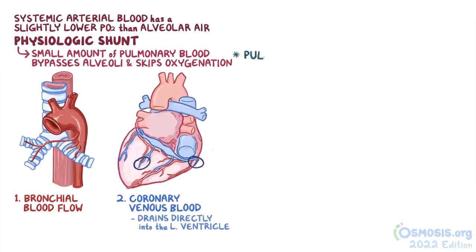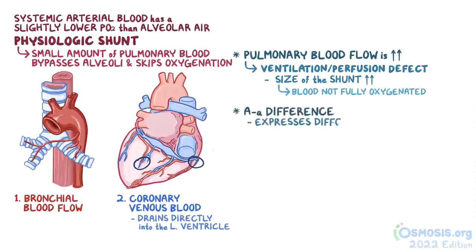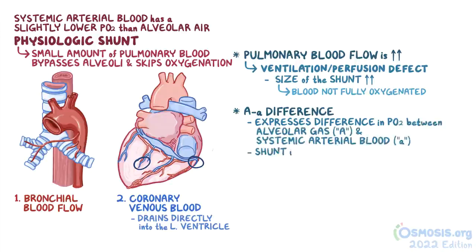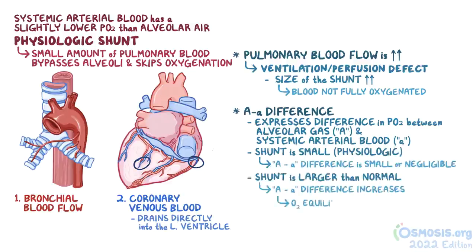When the physiologic shunt in pulmonary blood flow is increased, it is called a ventilation perfusion defect. If the size of the shunt increases, equilibration between alveolar gas and pulmonary capillary blood cannot adequately occur, and pulmonary capillary blood is not fully oxygenated. What is known as the AA difference expresses the difference in partial pressure of oxygen between alveolar gas, capital A, and systemic arterial blood, lowercase a. If the shunt is small, which defines it as physiologic, then the AA difference is small or negligible. If the shunt is larger than normal, then the AA difference increases to the extent that oxygen equilibration fails to occur.